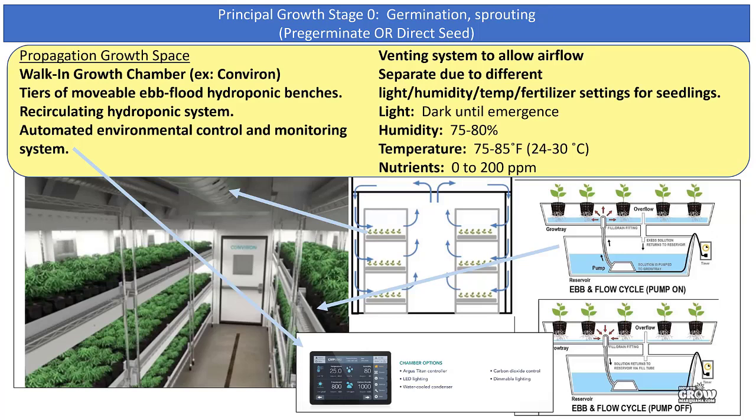So key elements in this space are an automated environmental control system, which can monitor and program environmental conditions and watering, irrigation, fertigation. This one has a hydroponic irrigation system with ebb flood benches. So basically it's a bench that you put flats in. You can see in the diagram on the right. Water is in a reservoir, fertigation water. You program it to fill the bench for a certain time. It holds the water for a certain time, and then it drains the water back to the reservoir so it can be reused.